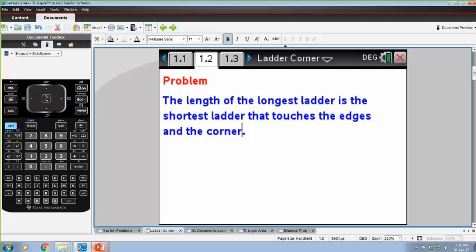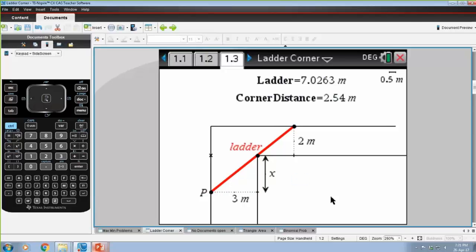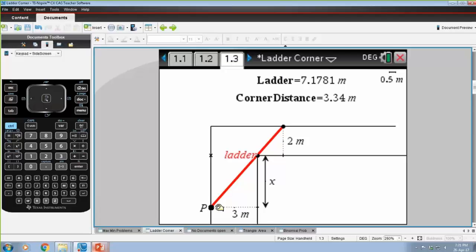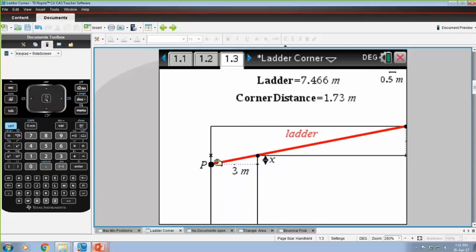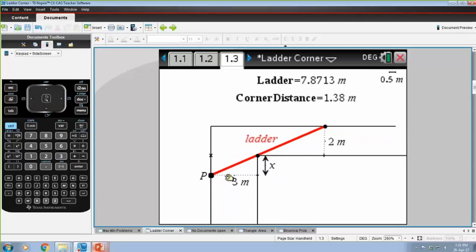So what we've got here is a nice little diagram, and again we've got two values. We've got a value x here, which is the corner distance, 2.45, and the longest ladder distance here, which is the length of the ladder, which is 7.063 in this case. So once again, this has been set up, and once we move this point, again we get some varying values, and once again we can then plot as a scatter plot the value of x against the length of the ladder.